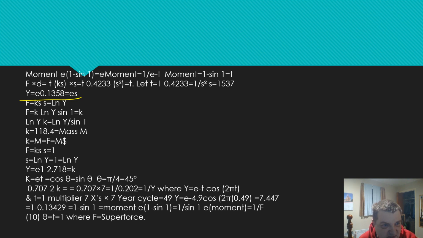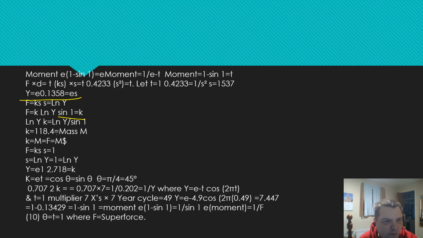So the force is equal to minus ks, the stiffness equation. S is equal to the ln of y. F is equal to k times the ln of y. Sine of 1 is equal to k. Ln of y, k, is equal to ln of y times the sine of 1.